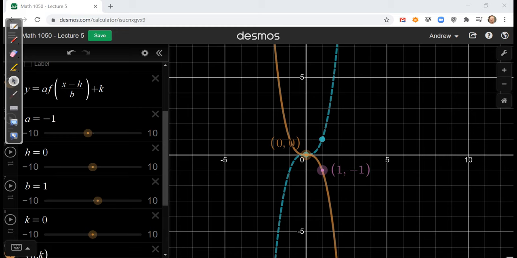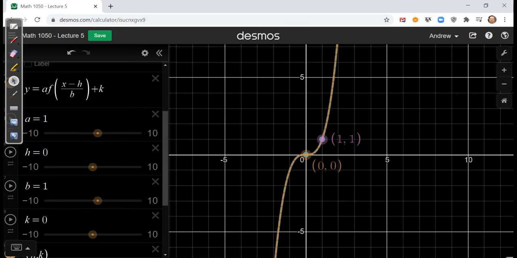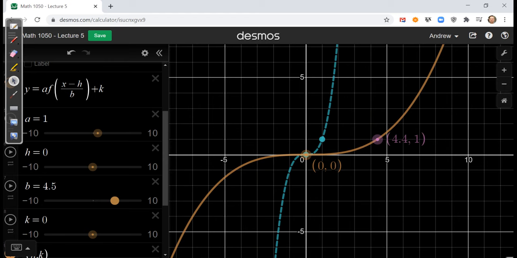And if you take a more negative value and combine the things together, you can vertically stretch it as well, and put it back to 1. The default value would be a equals 1. For b, on the other hand, if b gets bigger, notice the graph is getting vertically stretched. As b gets bigger, we stretch it, stretch it, stretch it.